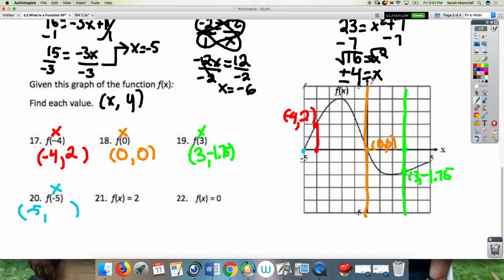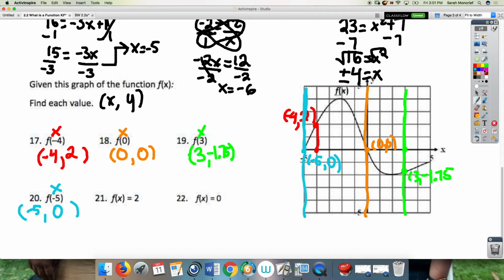Am I going to draw my line up and down or left and right? Up and down. Okay. How many times do we cross the curve at negative 5? Once. And what point is that? Negative 5, comma, 0. So my one solution is negative 5, comma, 0.